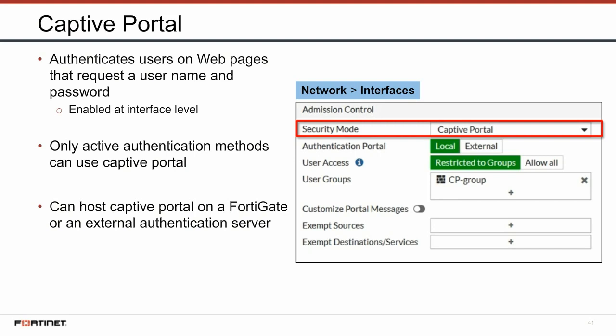If you want all users connecting to the network to be prompted for their login credentials, active authentication, you can enable Captive Portal. Captive Portal is a convenient way to authenticate web users on wired or Wi-Fi networks through an HTML form that requests a username and password. You can host a Captive Portal on a FortiGate device or an external authentication server, such as a FortiAuthenticator.